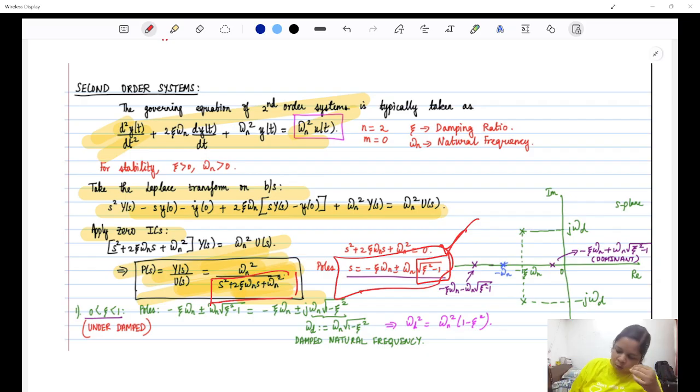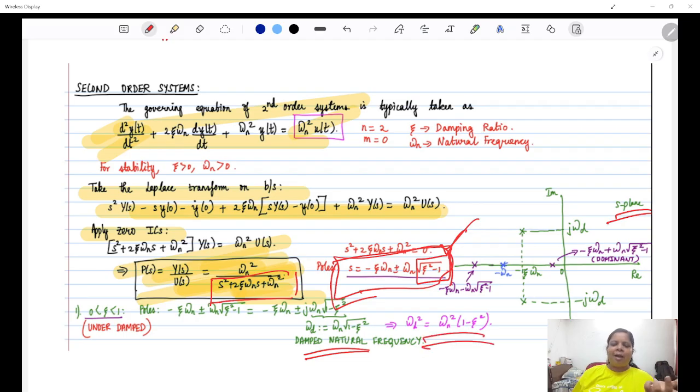I'm going fast because this is already covered in the lecture, so I would not be spending a lot of time on it. But you can see this pole has been represented in the s plane here. You can define the damped natural frequency omega d to be omega n into the square root of 1 minus zeta square. Many times we will replace the imaginary part of the pole with j omega d.